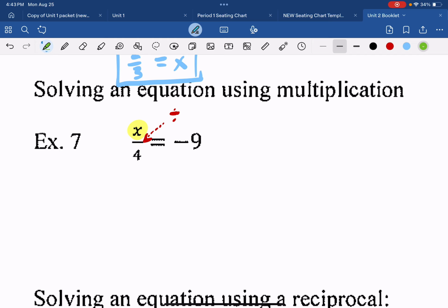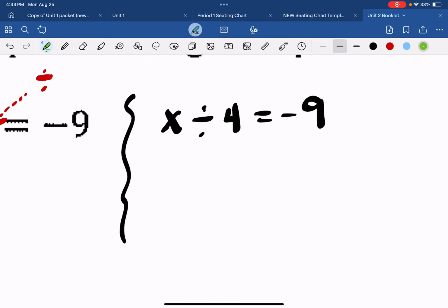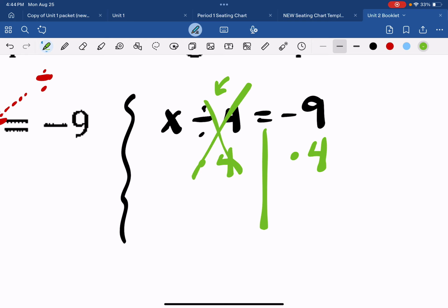So my goal then would be to move the 4. I want to get rid of the 4 in the denominator. I want to move it over here. Well, if you think about it, it might help to rewrite it. This is the same thing as x divided by 4 equals -9. Means the same thing. Okay, well, in this new problem that I wrote, I feel like you guys would be able to recognize this. When I see division here, I know that I need to multiply by 4. So I multiply both sides by 4. Those go away. I get x equals -36.